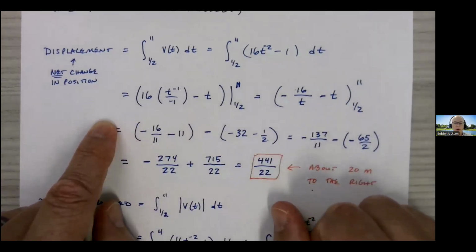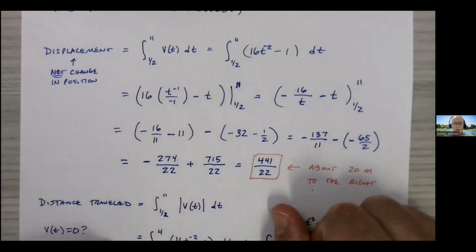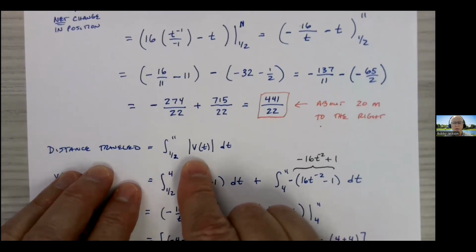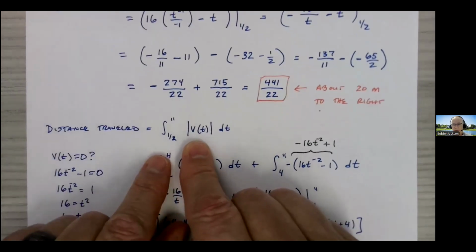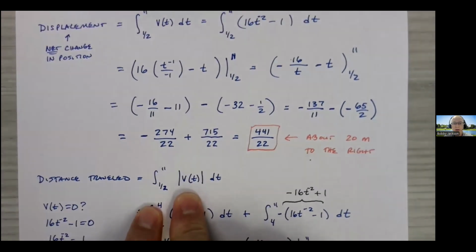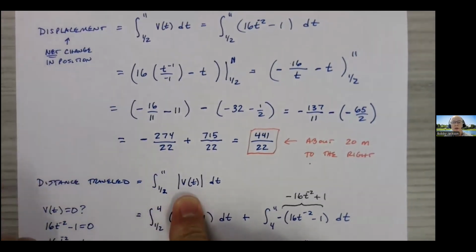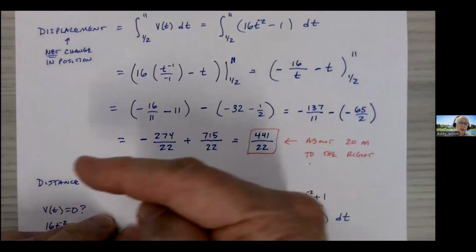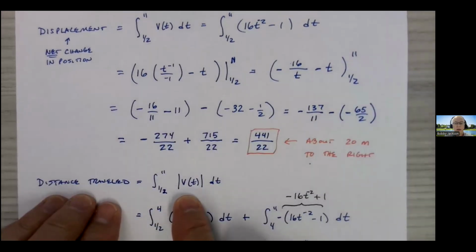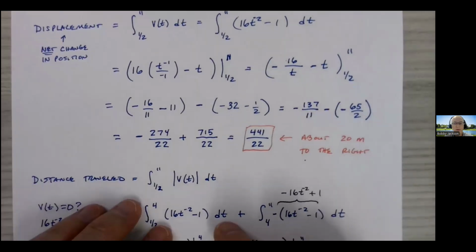It moves to the left and to the right. And we'll see why. Because in the second part, distance traveled, I want the absolute value of the velocity function. Positive velocity means I'm moving to the right. Negative velocity means I'm moving to the left. And so moving to the left, we don't want to take away distance. We want to add that distance. So we just want to take the absolute value of it.